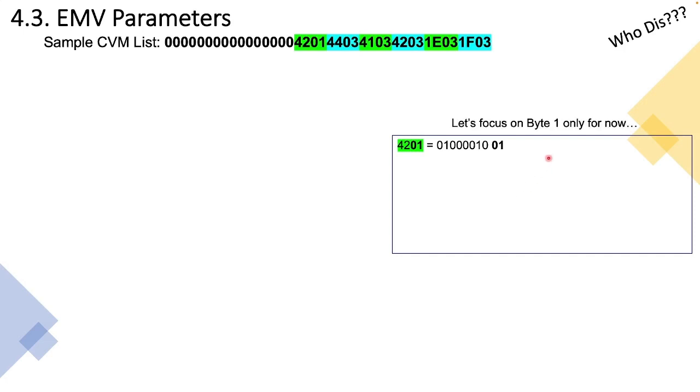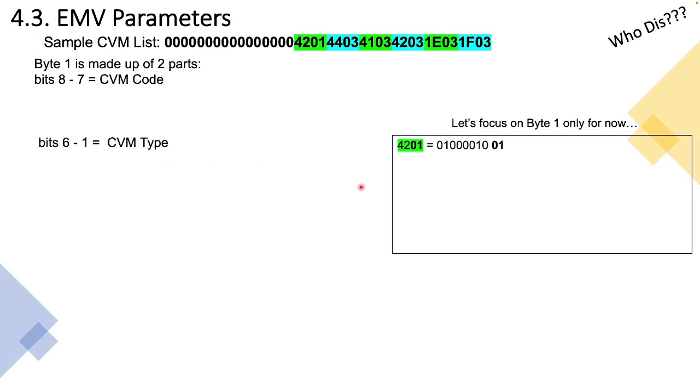So let's focus on byte 1 only. So let's focus on the 42, which is the 01000010 component. Byte 1 is made up of 2 parts: bits 8 to 7, which is the CVM code. So bits 8 to 7 will be the 01. And then bits 6 to 1, which will be the 000010. That's your CVM type. So you have a CVM code and you have a CVM type.